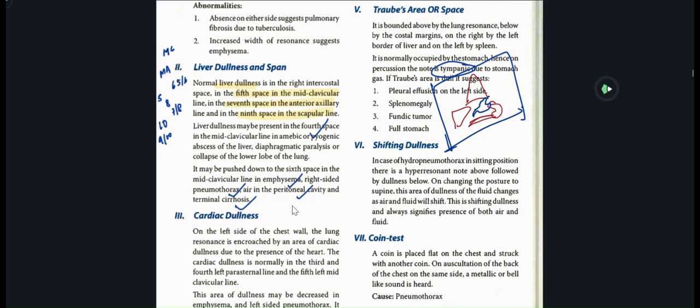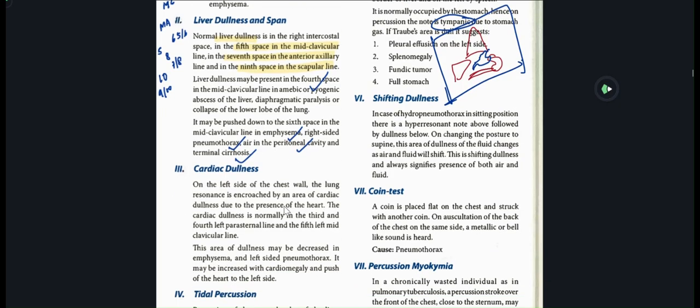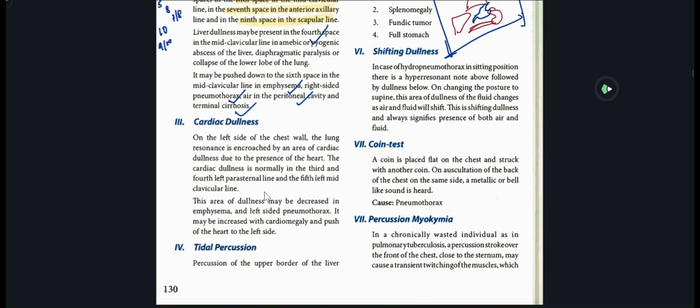So we talked about liver dullness and span. What else? On the left side, we have two different dullnesses. One is your cardiac dullness, and the other is the tidal percussion. So what is that? On the left side of the chest wall, as we know, the lung resonance has a slight area of encroachment because of cardiac dullness, because of the presence of the heart.